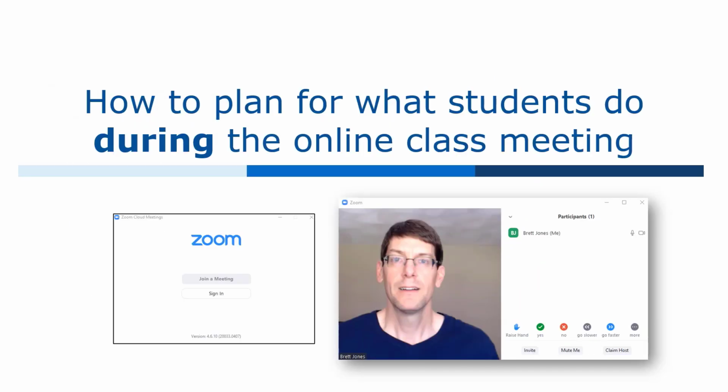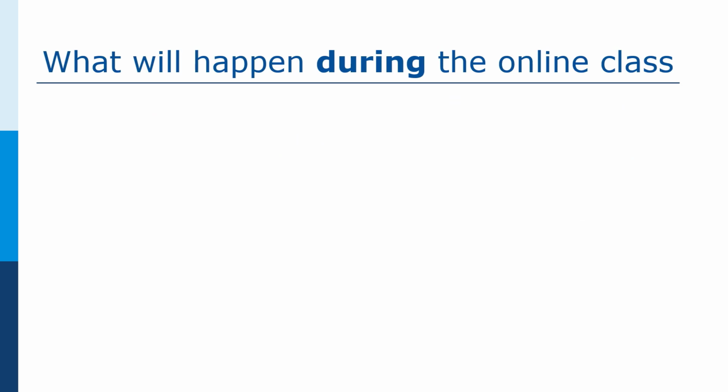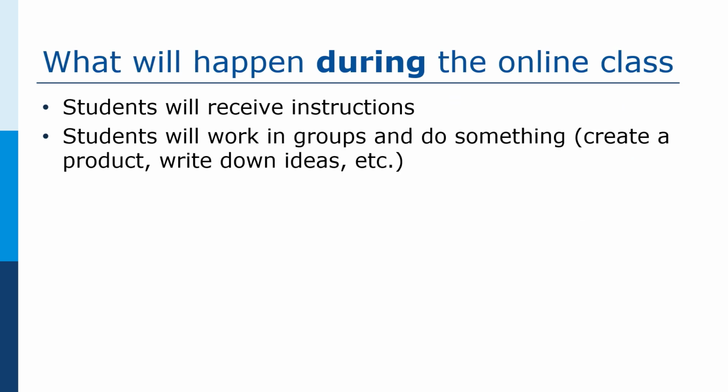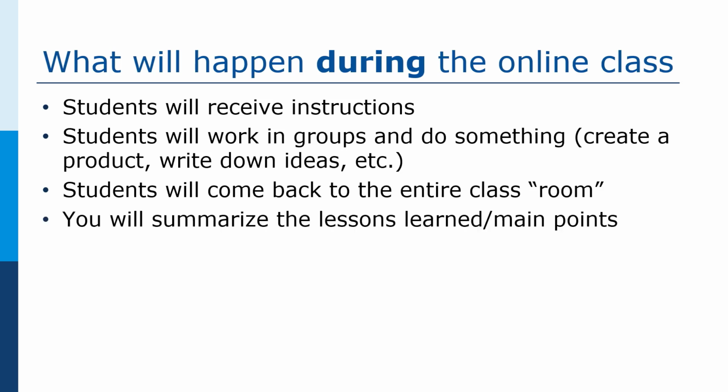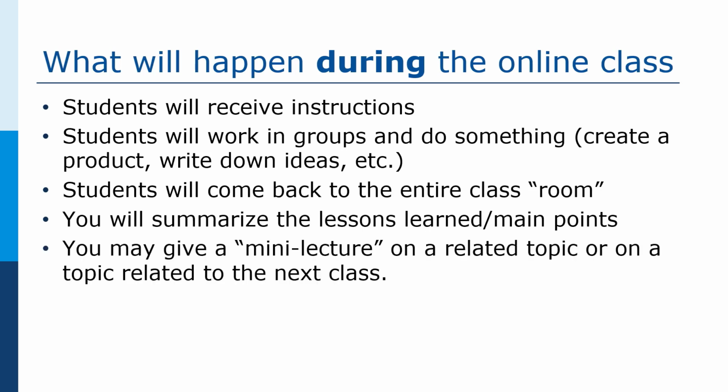Okay, so now that you know what to do before the online class meeting, let's focus on how to plan for what students do during the online class meeting. Here's what's going to happen during the online class. Students will receive instructions about what they're going to do. Students will work in groups and do something like create a product or write down ideas. Students will come back to the entire classroom online, and you will summarize the lessons learned and/or main points. And you may give a mini lecture on a related topic or on a topic related to the next class.